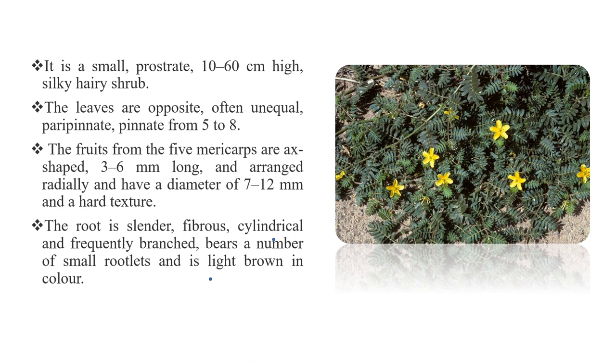The leaves are opposite and of an unequal paripinnate form, with 5 to 8 pairs. The fruits, formed from 5 mericarps, are X-shaped, 3 to 6 millimeters long, arranged radially and have a diameter of 7 to 12 millimeters and a hard texture. The root is cylindrical and frequently branched, bears a number of small rootlets and is light brown in color.